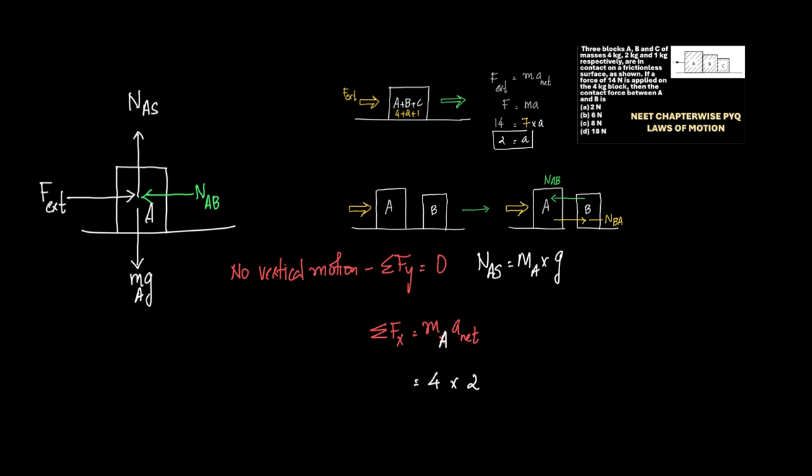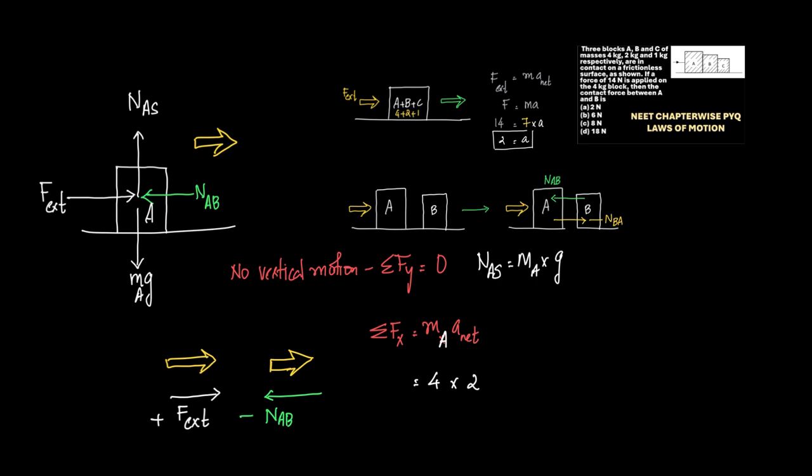Now what is sigma Fx? See, what is the net direction of motion? The net direction of motion is towards the right. So we'll draw the net direction of motion first. Where is F external acting? F external is acting towards it, so F external and the direction of motion are in the same direction. But where is the normal reaction acting? The normal reaction on A due to B is acting in the opposite direction, which means we'll take F external to be positive and the normal reaction on A to be negative.